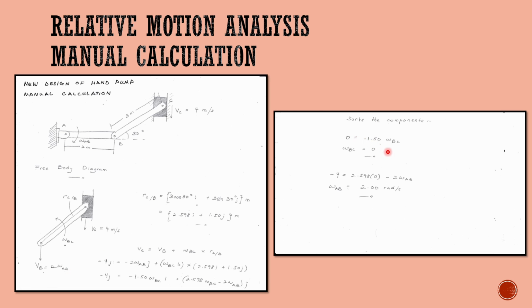Then sort all the parameters based on their vector components i, j, k to get the value of the angular velocity for connecting rod BC and the angular velocity for handlebar AB. So the final answer for the problem statement is 2 radians per second, and the angular velocity for the connecting rod is equal to 0. This is the manual calculation to get the answer for the problem statement.